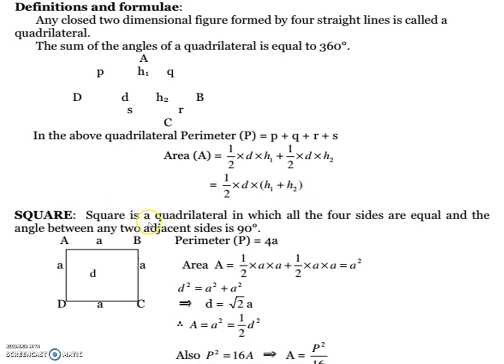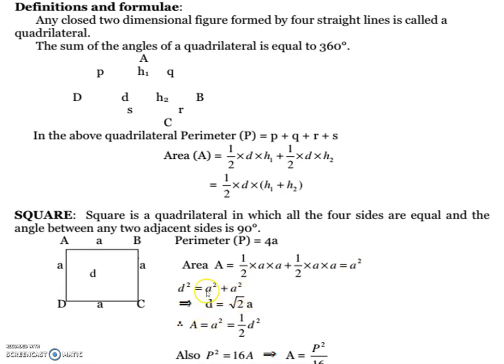Now square. A square is a quadrilateral in which all the 4 sides are equal and the angle between any two adjacent sides is 90 degrees. The perimeter of the square is 4 into A, where A represents the length of AB, BC, CD and AD. The area of the square is 1 upon 2 A into A plus 1 upon 2 A into A, which is equal to A square.